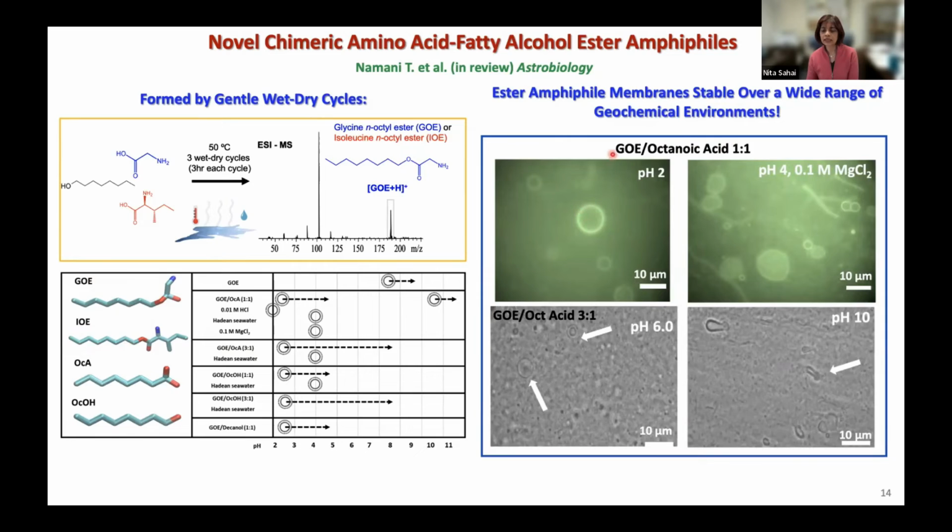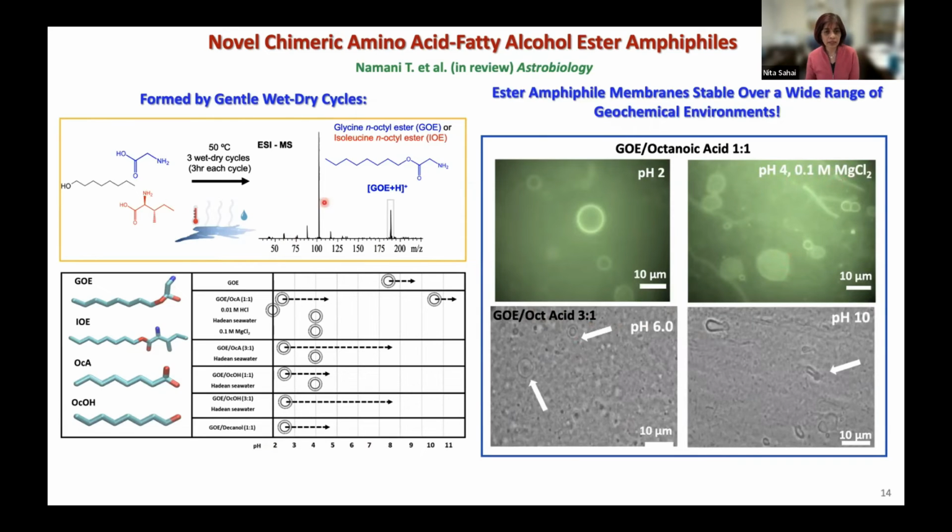These vesicles, these glycine octanoic esters, make beautiful vesicles at pH 2, at pH 4, at pH 6, at pH 10. So across almost the whole pH range, you can get these vesicles of either pure GOE or mixtures of GOE with octanoic acid in different ratios. Amazingly, these are even stable at very low pH and up to 100 millimolar magnesium chloride. Would there have been some kind of environment with so much magnesium around in it? You know, even if all my calculations from the first part of the talk are wrong, and there was some environment with a huge amount of magnesium around, even then these vesicles are stable.